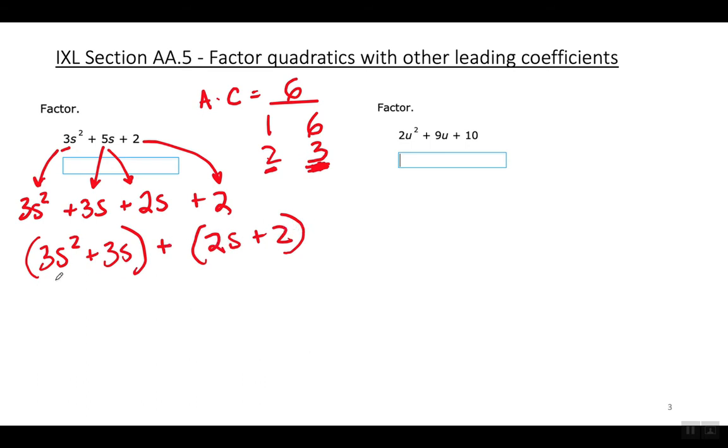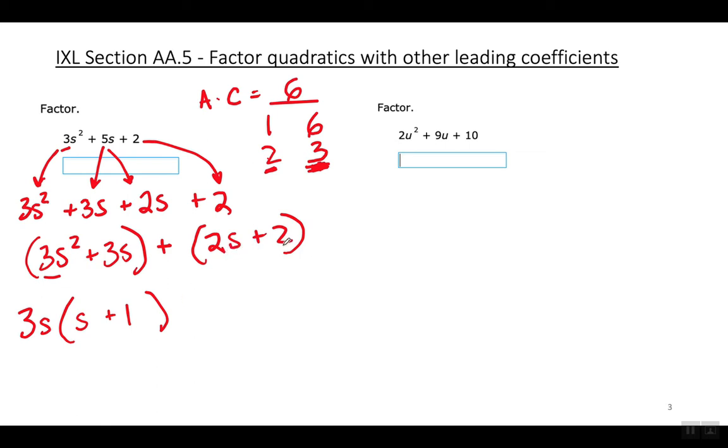Okay, now what's the greatest common factor in 3s squared and 3s? Obviously it's 3s. I put the parentheses. 3s times what is 3s squared? 3s times s. And 3s times what is 3s? 3s times 1. Let me do this one in Spanish.